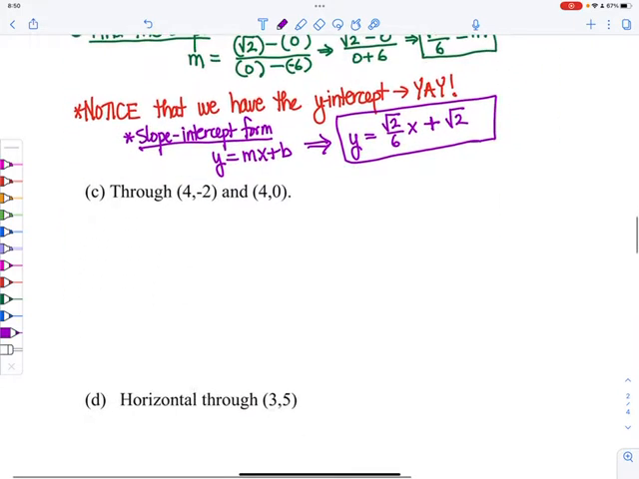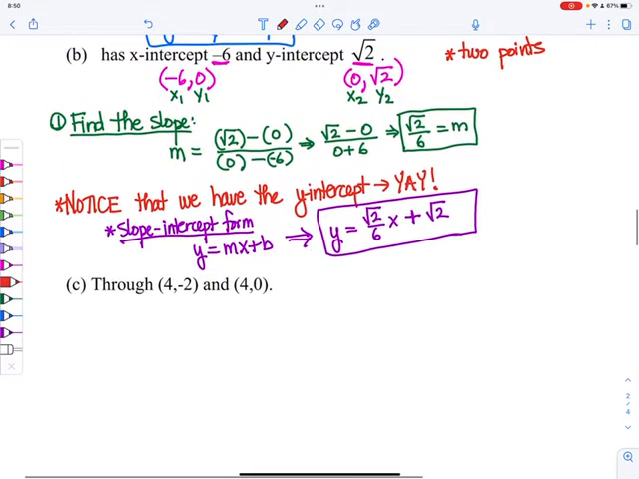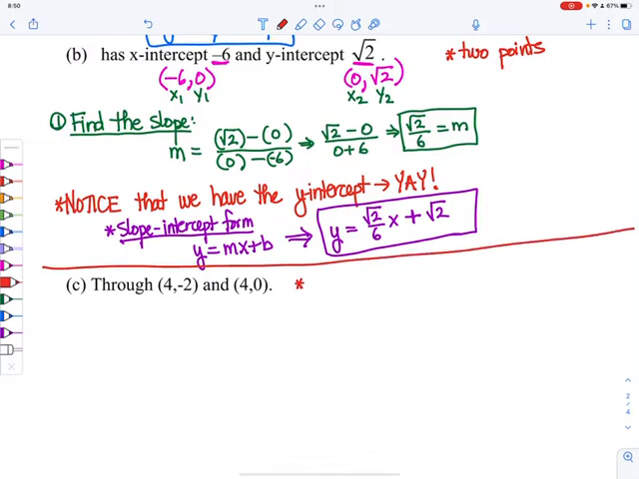Okay, let's do the next 2. Notice again here, on this problem, I have been given 2 points. One of them is the x-intercept, not the y-intercept. So I'm going to start the same way. I'm going to start by finding the slope. So let's call this x1, y1, x2, y2.